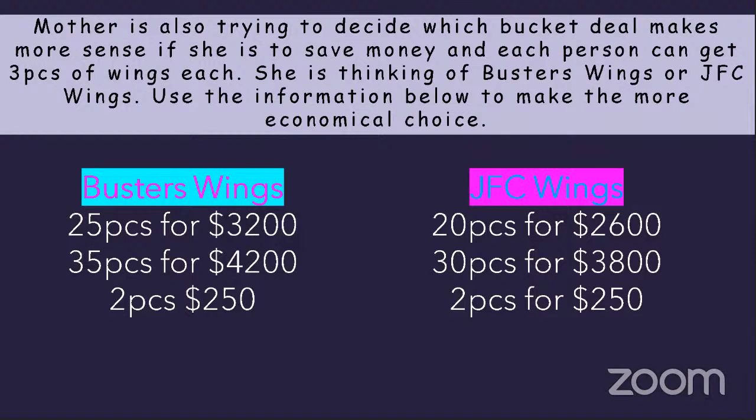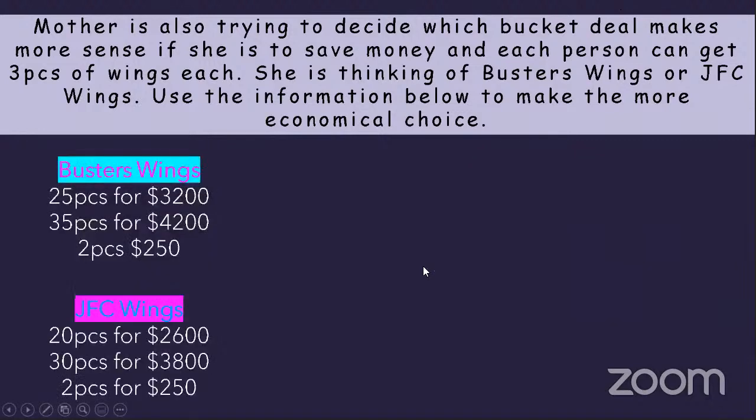Jada K says we'll buy them from Busters because we are going to buy two 35 pieces and one 25 piece, because they add up to 96 wings. All right, Jada K, let us try this out. You say two 35 piece and one 25 piece. But remember, you must be comparing it with something from JFC, so two 35 piece and two 25 piece.